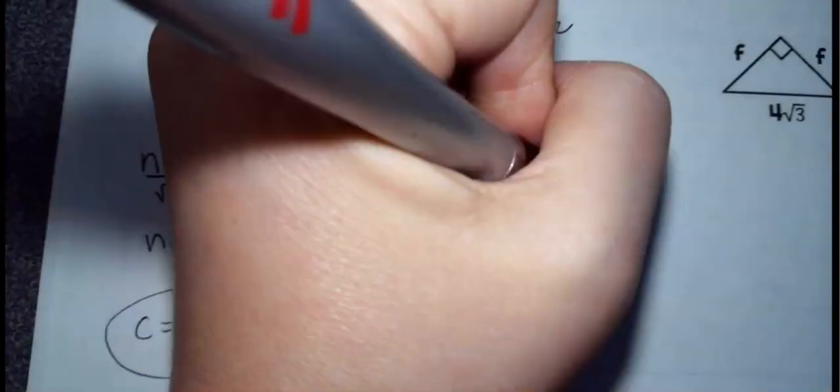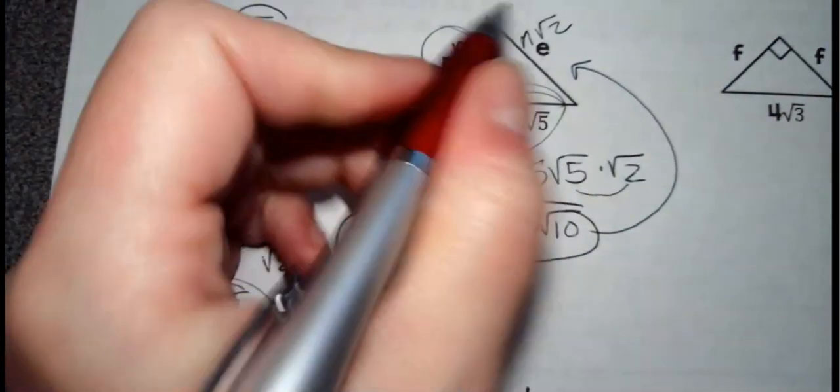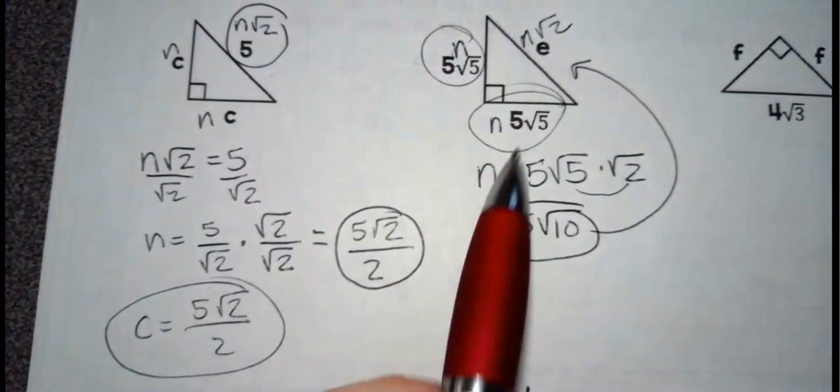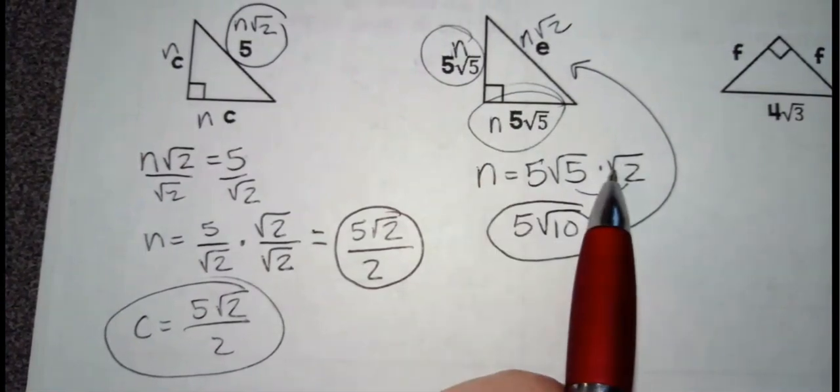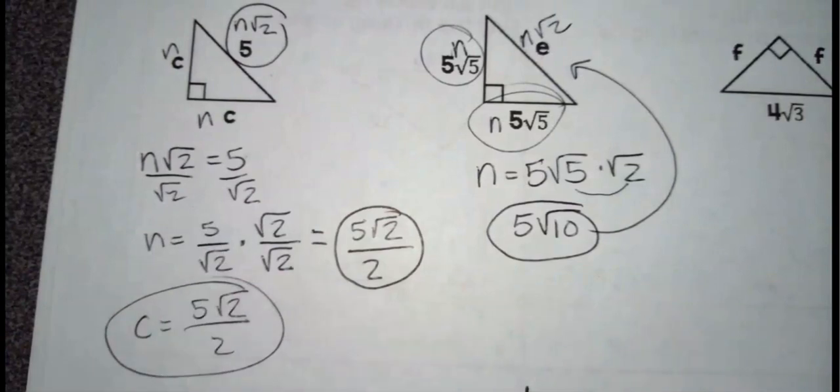So our final answer is 5 square root 10. That's what the hypotenuse equals. Because you're given the leg, you need to multiply by the square root of 2. If you're given the hypotenuse, you need to divide by the square root of 2. It's the same pattern every single time.